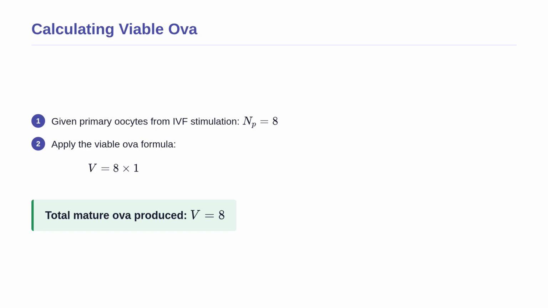We use our viable ova formula because of the 1-to-1 biological ratio we just discussed. We substitute 8 for our starting number, n sub p, and multiply by 1. The final answer is exactly 8 mature ova. Physically, this tells the embryologist exactly how many functional eggs they have successfully retrieved for potential fertilization.